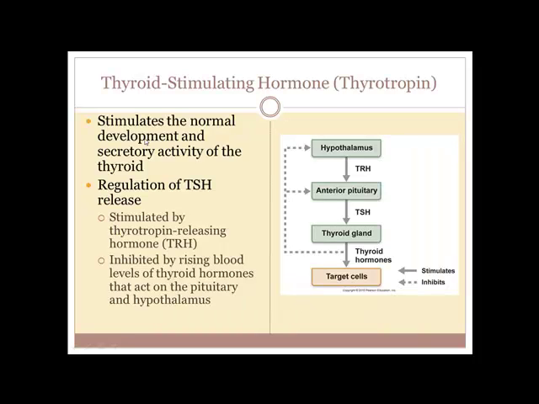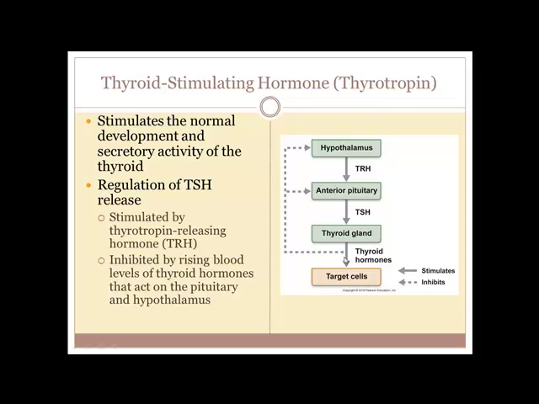Next one we have here is our thyroid stimulating hormone. It's going to stimulate the normal development and secretory activity of the thyroid gland. So basically what we have here is the hypothalamus. It releases its thyroid releasing hormone, which tells the anterior pituitary to release thyroid stimulating hormone, which tells your thyroid gland to release thyroid hormones.